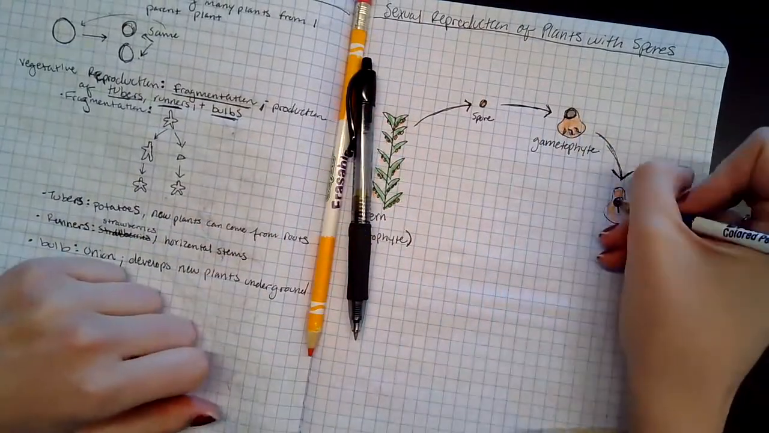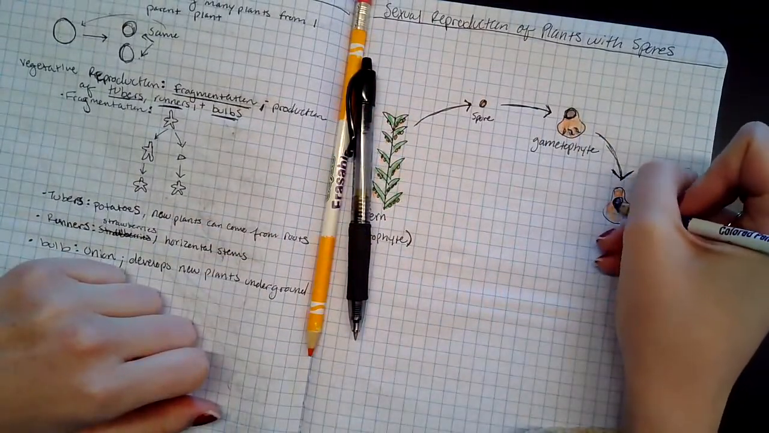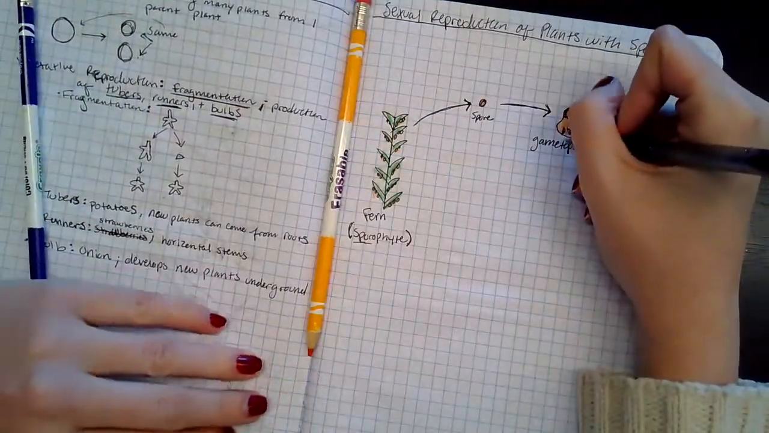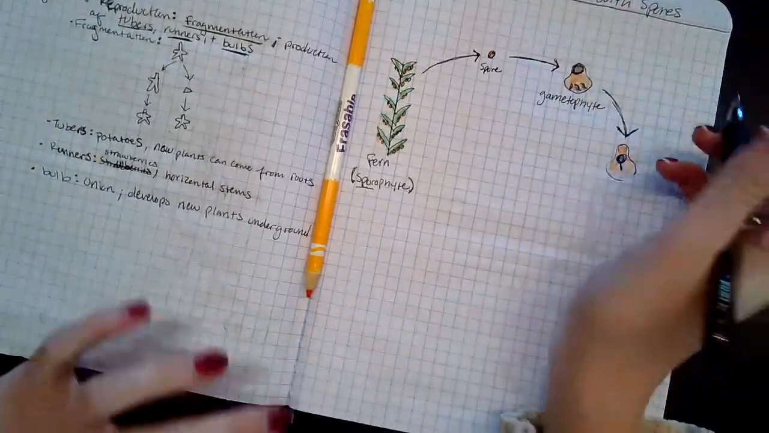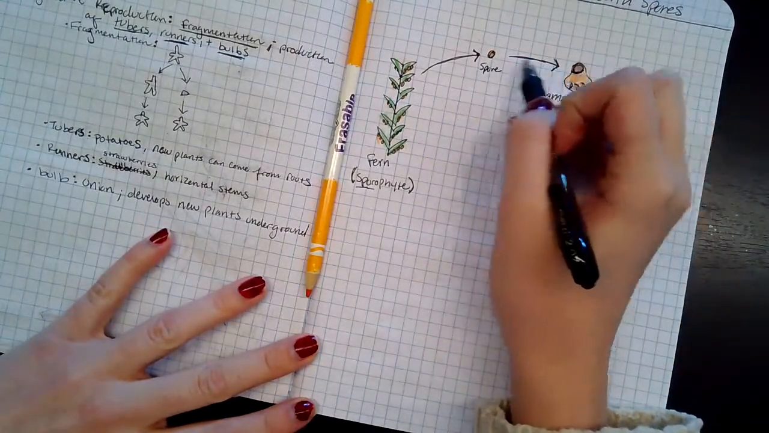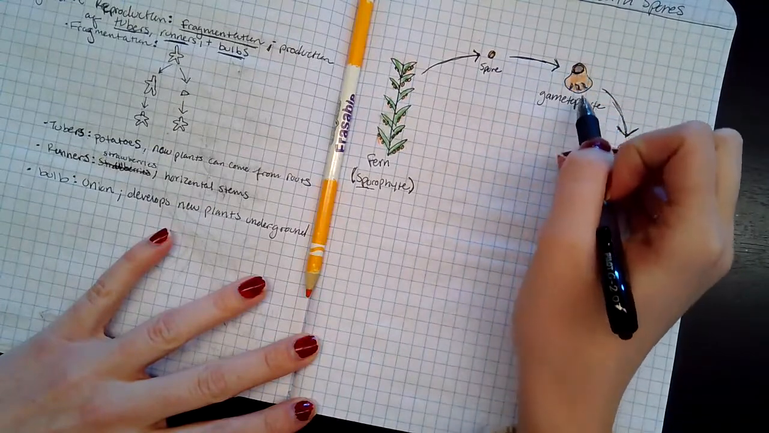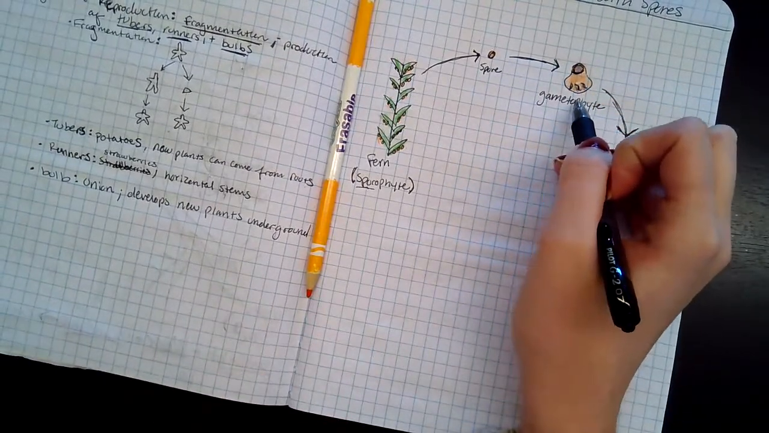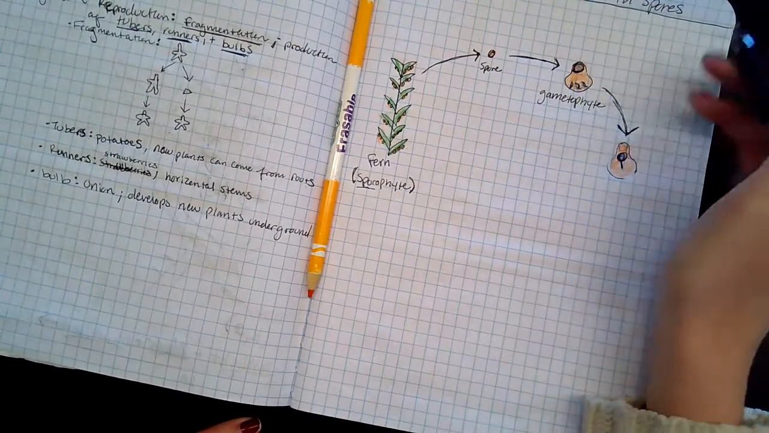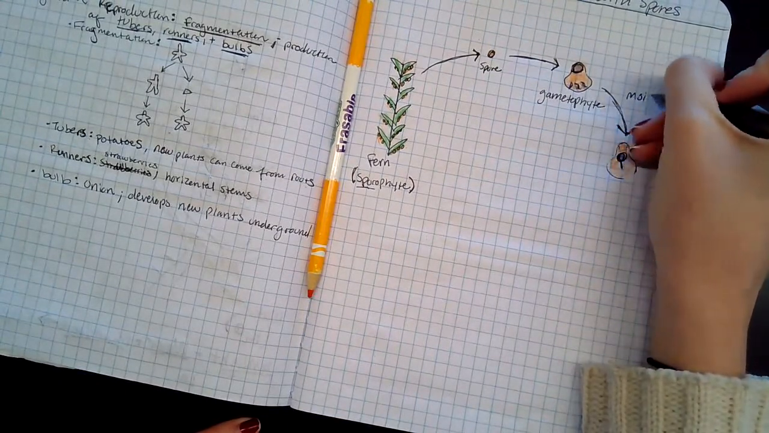But how could it swim if the environment was not wet? So we need to know that in order for this to happen, so let's review. The spore comes off of the fern and it goes by itself and then becomes a gametophyte. But it will just end here. The process would just end here unless there was a moist environment.